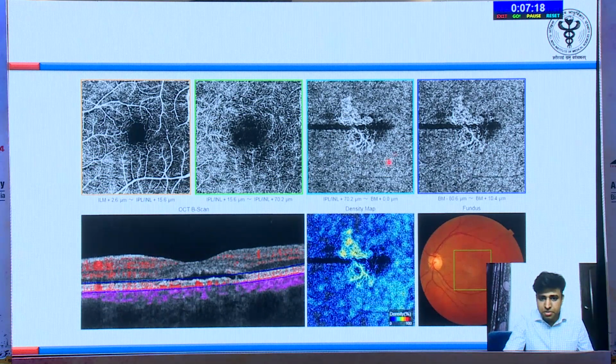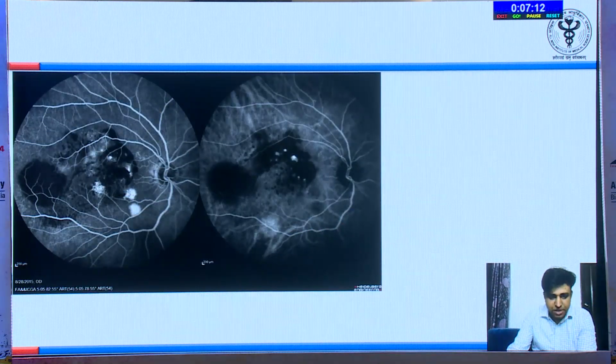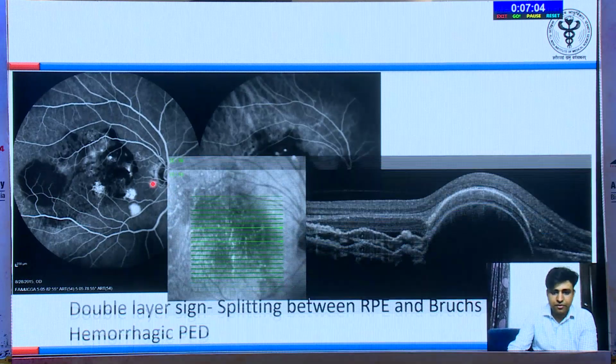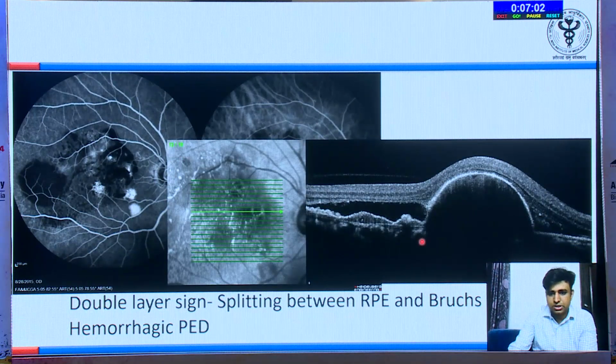A neovascular membrane can be beautifully seen in the outer retina of the patient on OCTA scan. So this was a patient of pachychoroid vasculopathy who presented with complaint of sudden diminution of vision. There was presence of subretinal hemorrhage, and when we did an OCT, we found that there was a large hemorrhagic PED. The hemorrhagic nature of the PED can be confirmed by shadowing of the underlying choroidal tissue along with splitting between RPE and Bruch's membrane here.